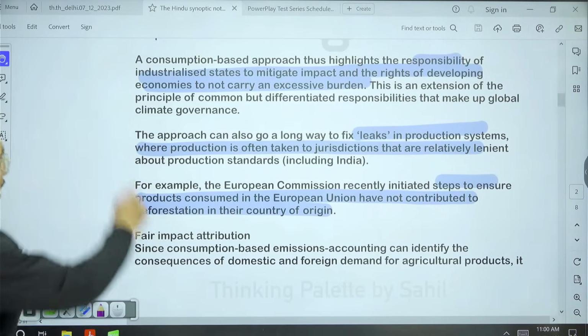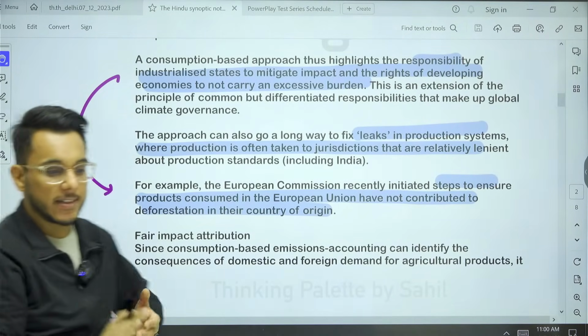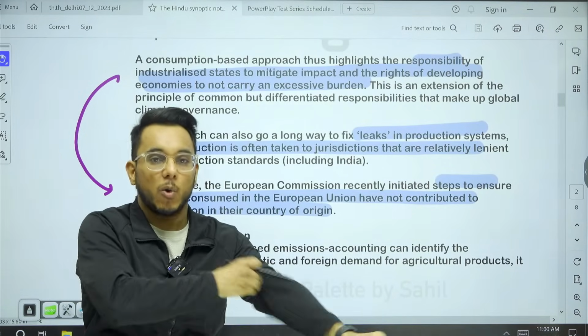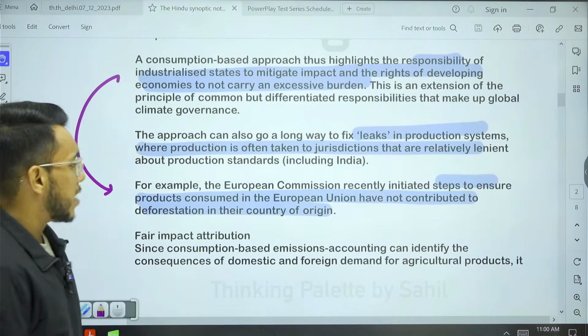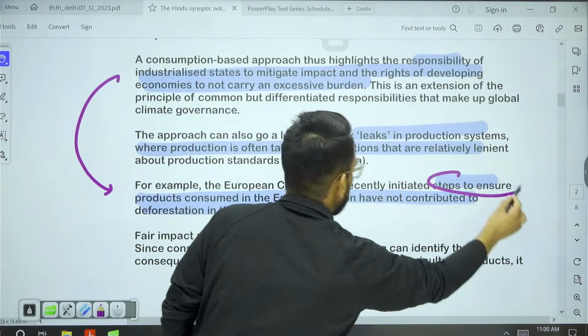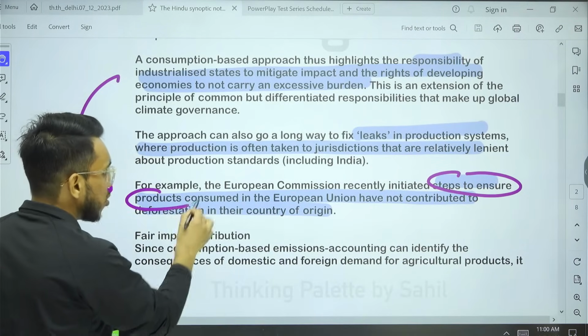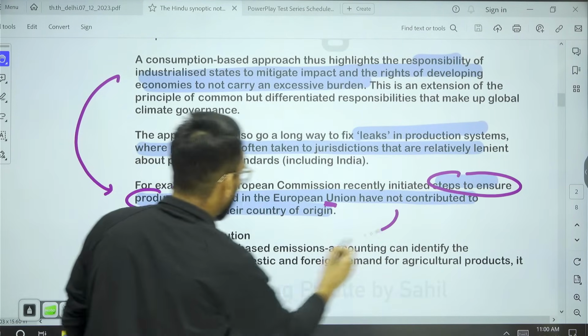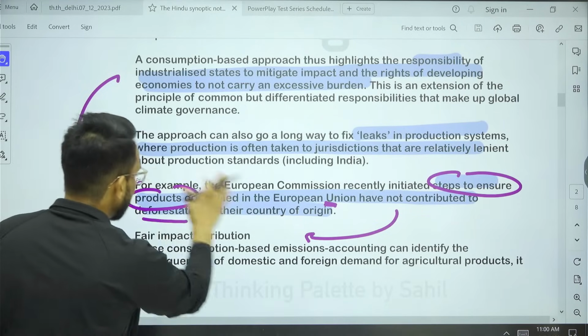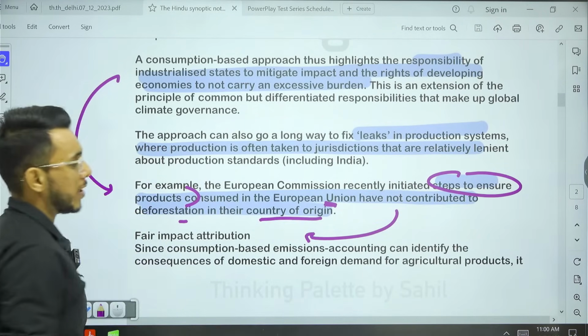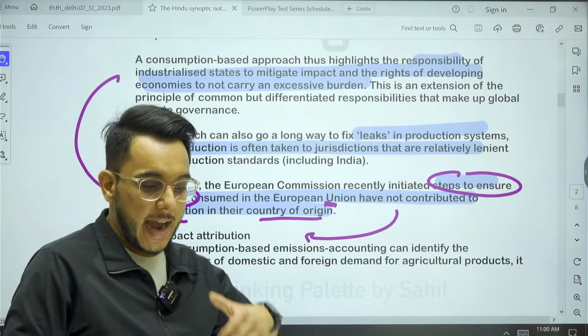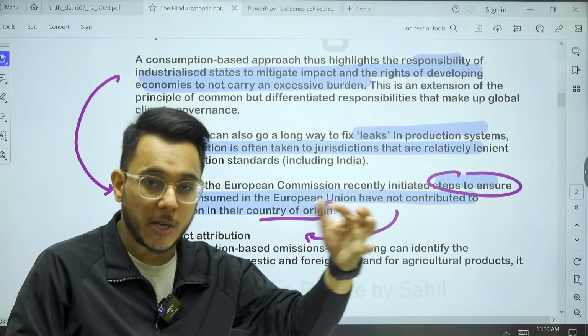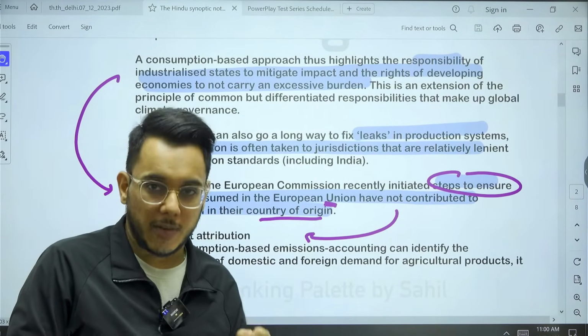Now guys, the European Commission has taken an initiative in this particular direction recently. What has the European Commission done? The European Commission has taken steps to ensure products consumed in the European Union have not contributed to deforestation in the country of origin, and if that has happened, then the country's responsibility will be there.